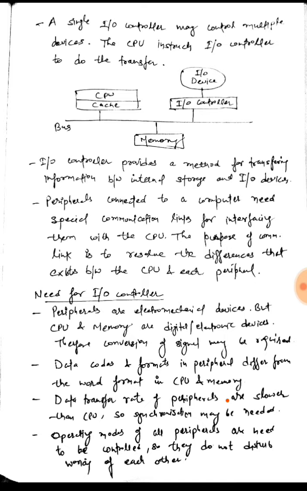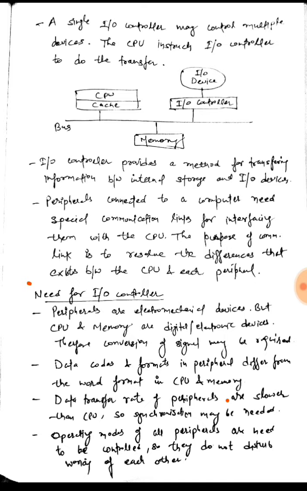So what is the need for input output controller? Peripherals are electromagnetic devices, that is, our input output devices are electromagnetic devices, but CPU and memory are digital devices, or they read information in binary form. Therefore the conversion of signal may be required. Data codes and formats in peripherals or devices differ from the word format in the CPU and memory. That is why the input output controller will also take care of these data codes and formats, and will make the input output devices compatible with our computer system.